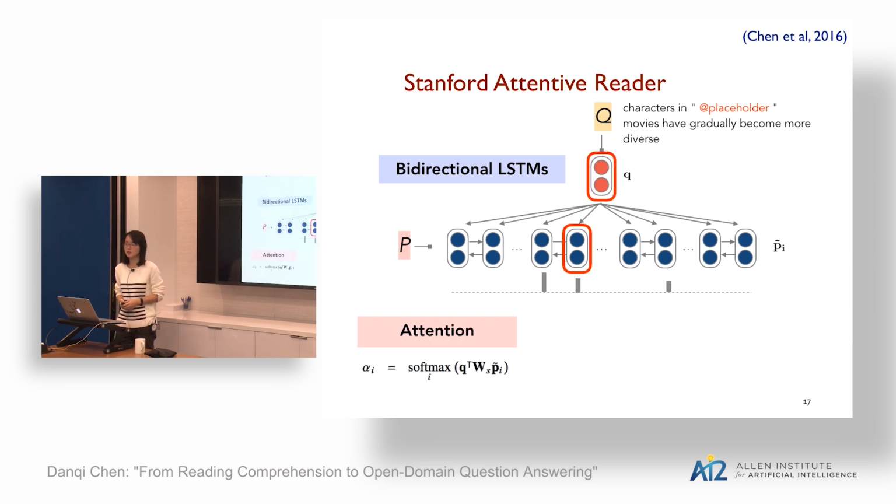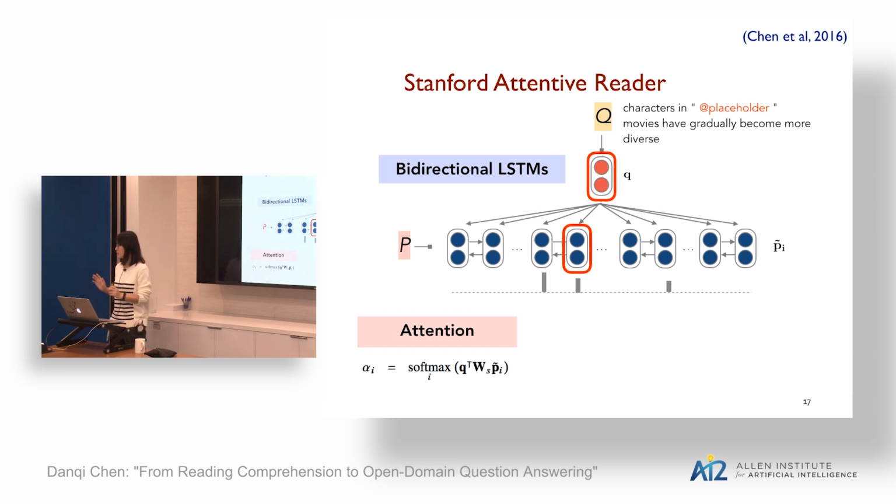The next thing we are going to do is compute an attention function. There's a representation vector for the question Q, and for each position, we have this tilde pi. Then we have this bilinear term Ws in the middle, and then we apply a softmax. Basically, alpha i is a probability distribution, which captures which part of the document is actually relevant to this question.